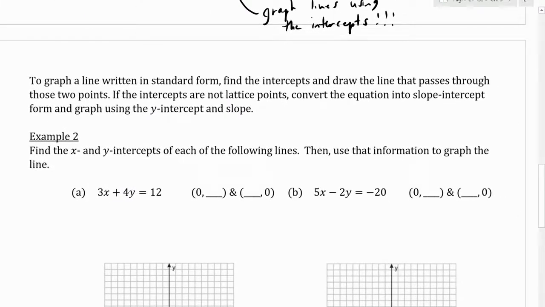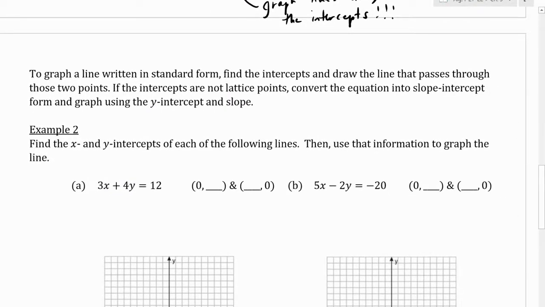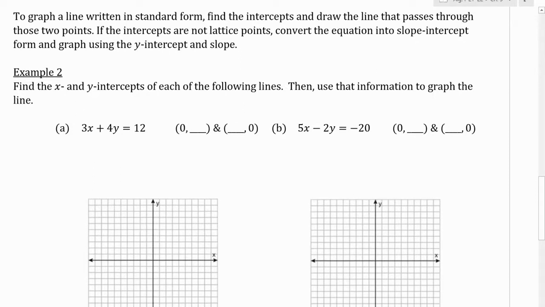Okay, so let's do some. The first one we're going to do is 3x plus 4y is 12. What if I let x equal 0? If I let x equal 0, this part right here just disappears because it'd say 3 times 0 plus 4y is 12. It would leave me with 4y being 12, so y would be 3. So if I have 0 as my input, 3 is my output. Over 0, up 3. I just found a y-intercept.